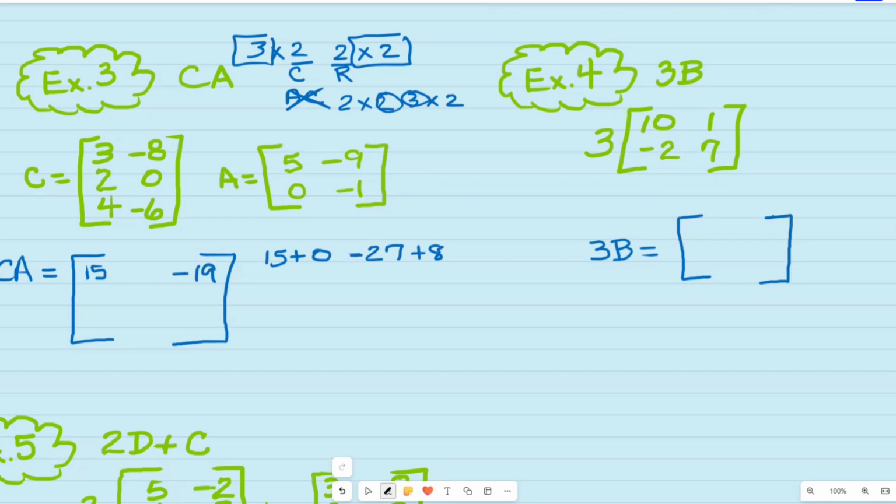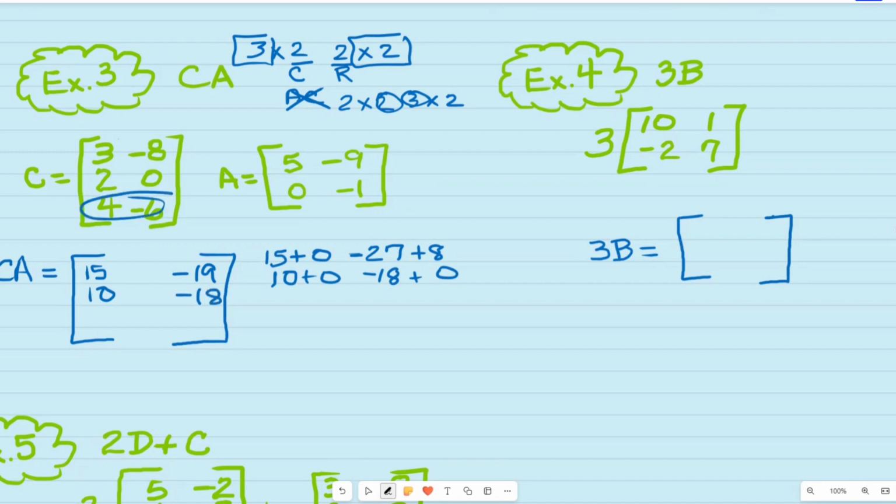And now I go to the second row, and I do the same thing. First, I multiply by the first column, and then second, I go back and do it by the second column. That's going to give me 2 times 5, which is 10. 0 times 0 is 0, so that's 10. And 2 times negative 9 is negative 18. 0 times negative 1 is 0. So I'm going to end up with negative 18 here.